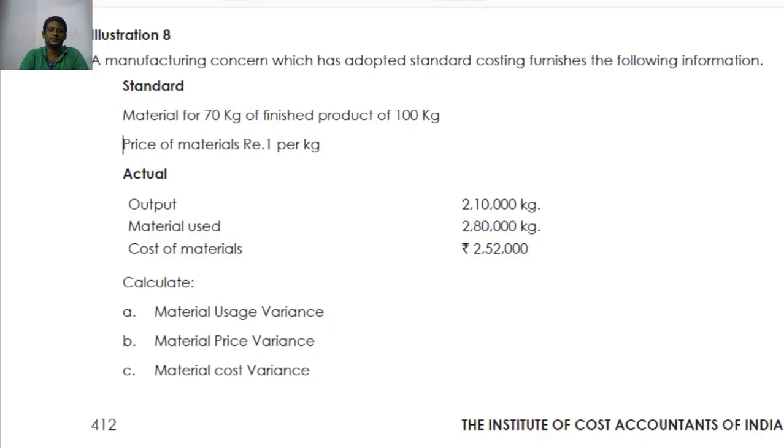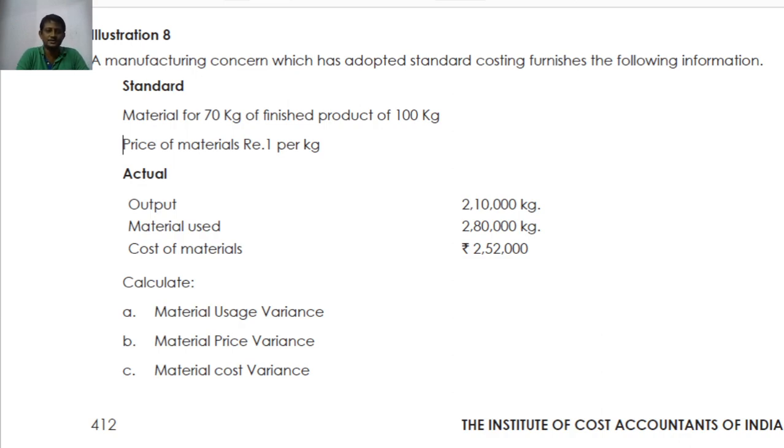What is the problem? A manufacturing concern has adopted standard costing and furnishes the following information. Standard information is given. Under the standard, material for 70 kgs of finished product of 100 kg. So here finished product is output, either 70 kg is output or 100 kg is output. They are just playing with the English actually.